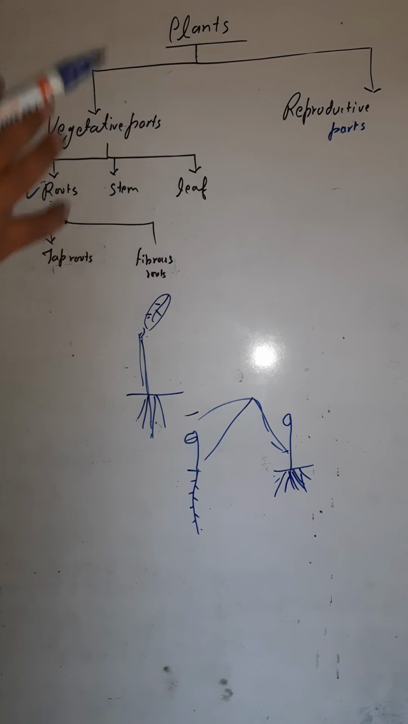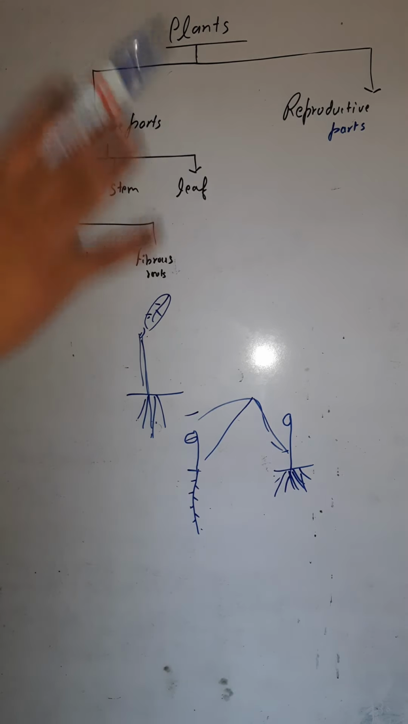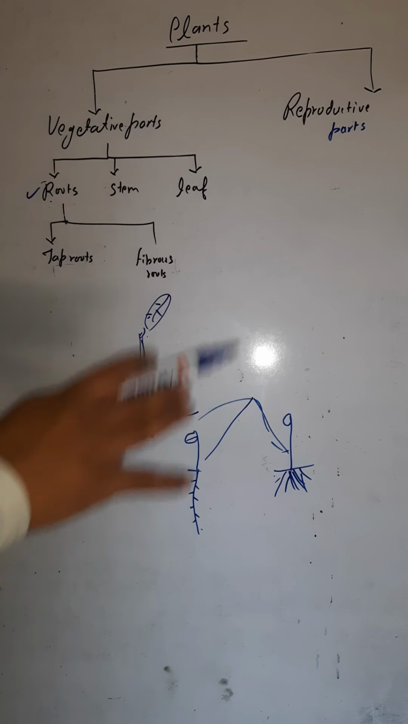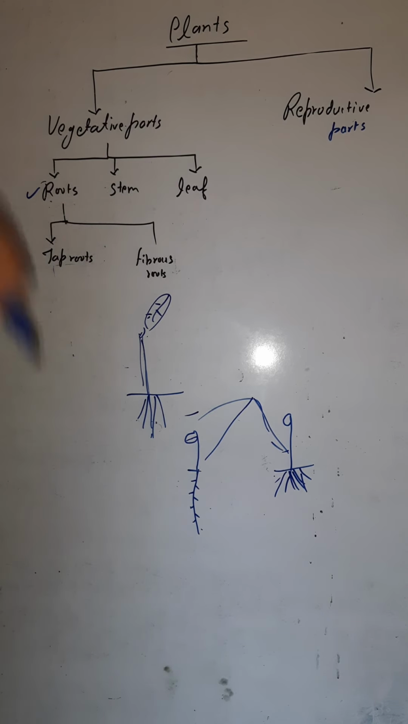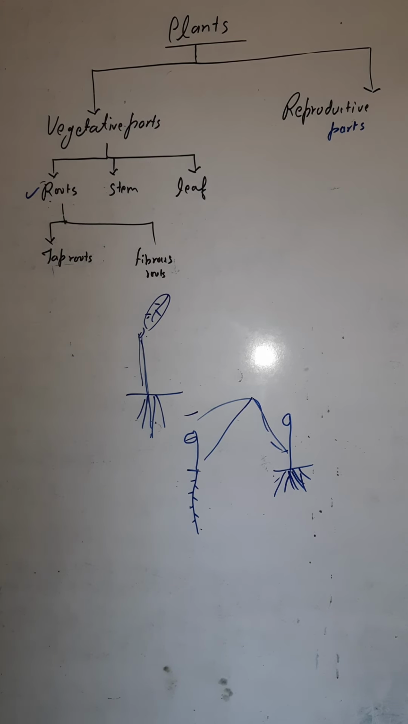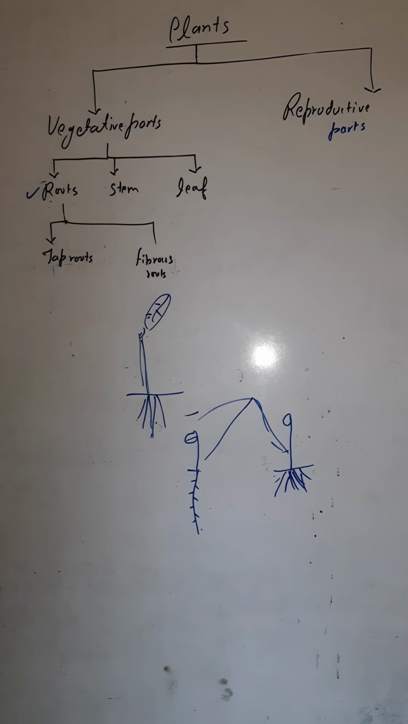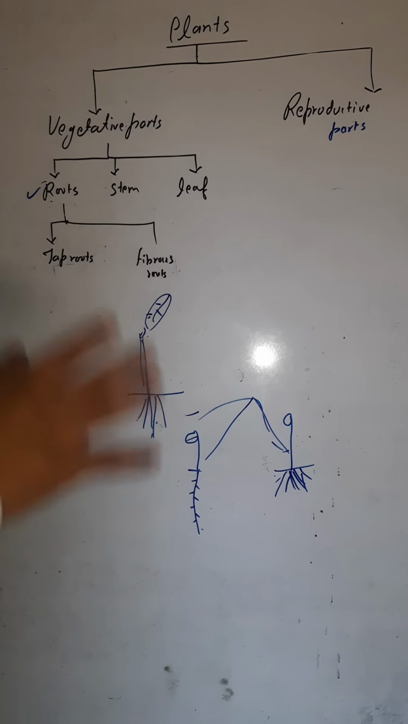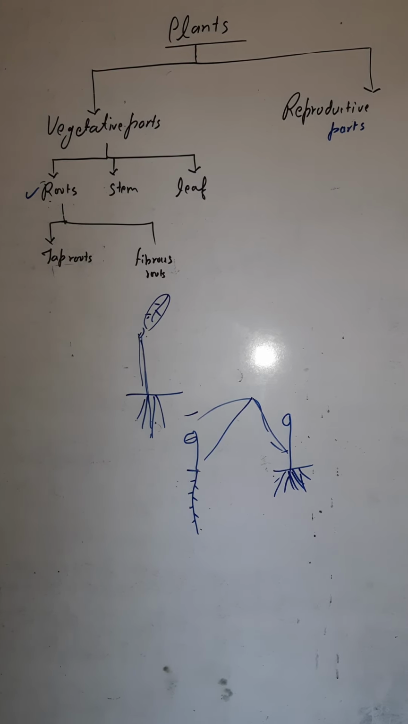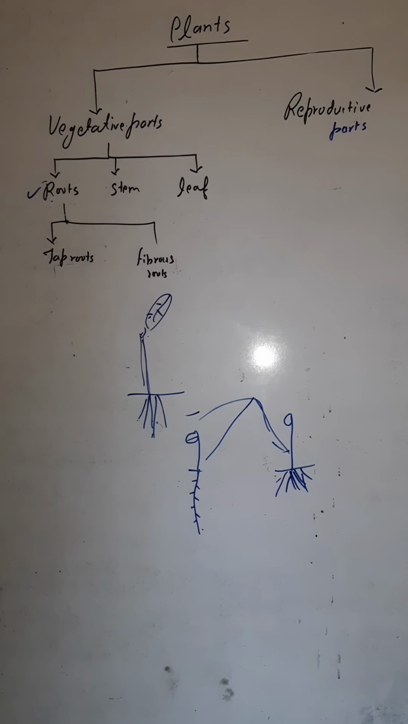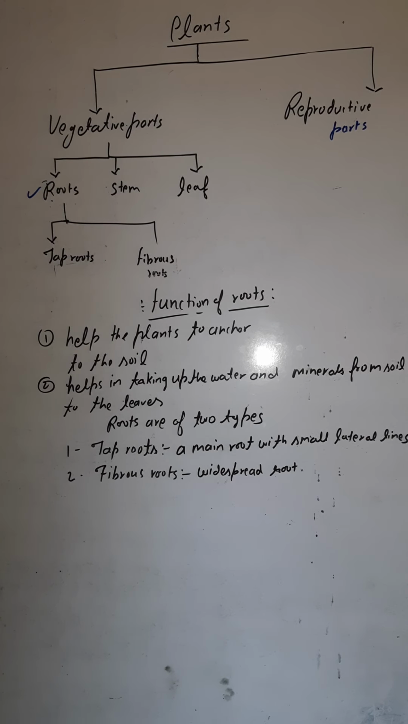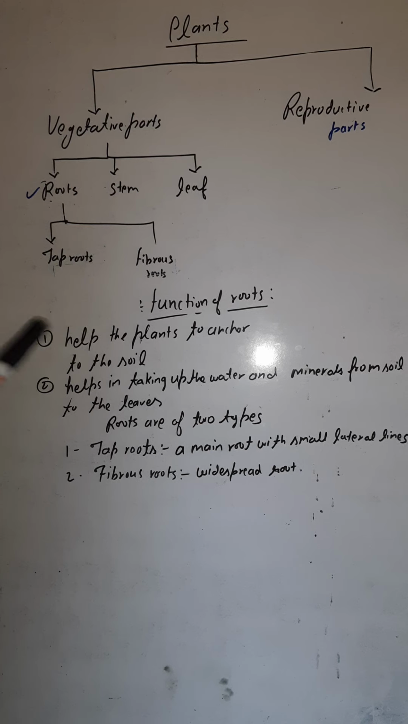The function of the root I have already discussed. They help in anchoring the plant in the soil, number one. Number two, they take up water and minerals from the soil to the leaf where the food production takes place. Are you getting this? So this is all about the root. I am writing it, then you have to note it down.